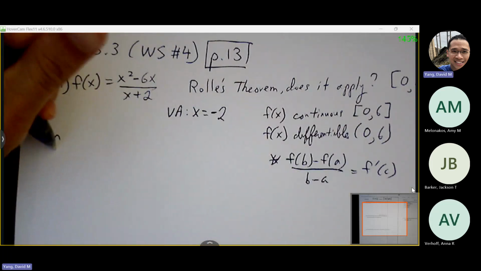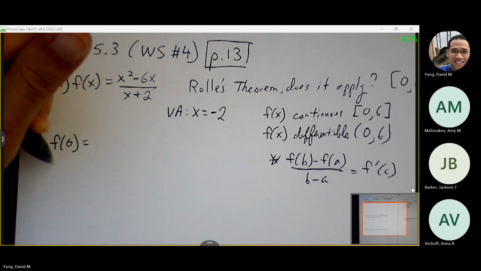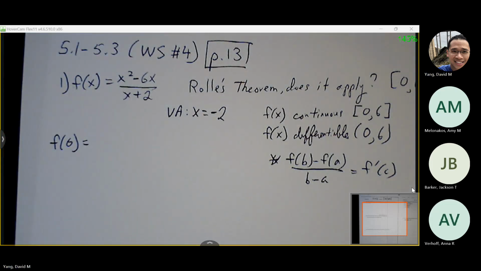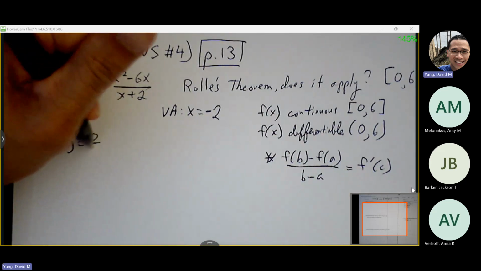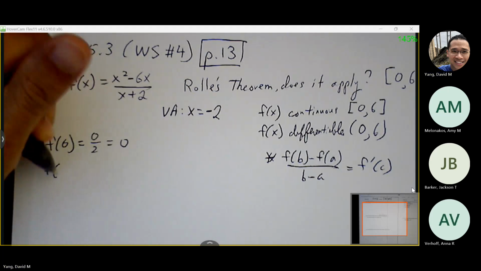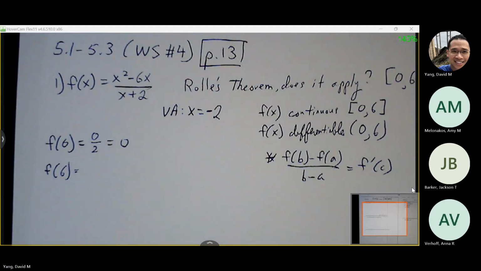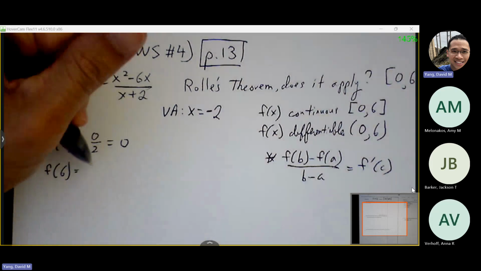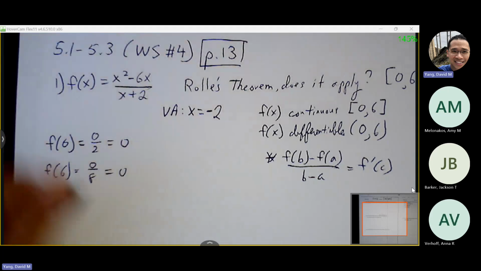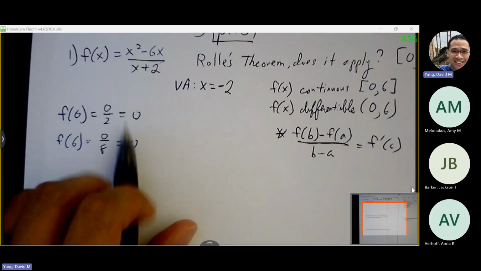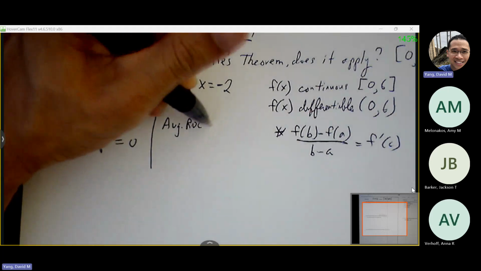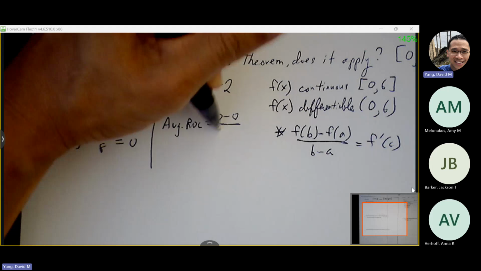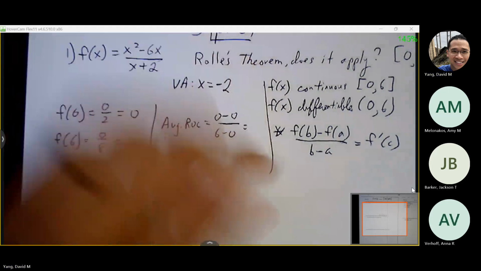So we'll find f of 0. We'll find f of 6. And find the slope between those two endpoints. Okay. So I get 0 minus 0 over 0 plus 2. So 0 over 2 is 0. f of 6: 6 squared minus 6 times 6. That's 36 minus 36, that's 0. 0 over 8 is also 0. So here, my y values are 0. These are the same. What's really going to happen is that my average rate of change, my slope, is just going to be change in y over change in x. What does this give us?